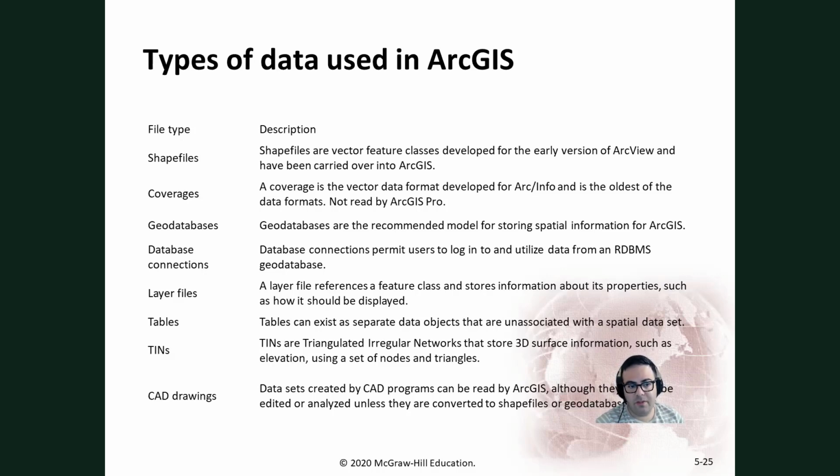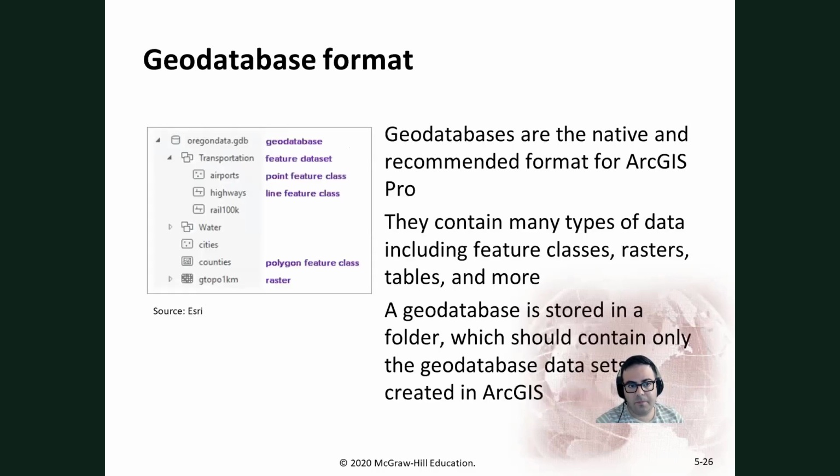It's very important. TINs, or triangulated irregular networks, are used for storing 3D surface information. Think about the elevation. So if you want to save the elevation as a raster file, you use TINs, and then other types we can review.